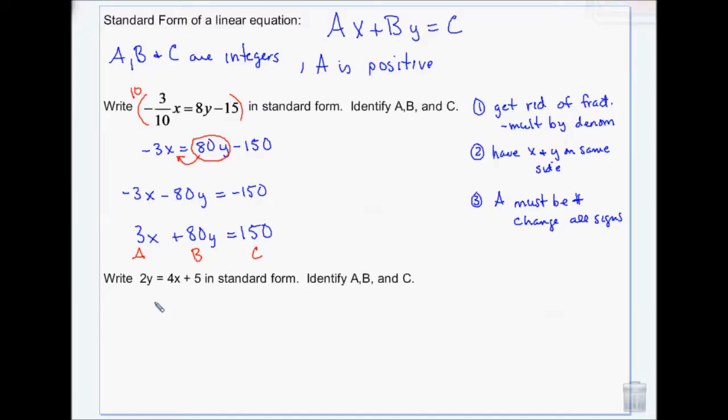Not that difficult. I want to put 2y equals 4x minus 5 in standard form. So I'm going to move this 4x over so it's on the same side as the y. Unfortunately, that's going to make it negative. But it can't be negative because it's the x, so I have to change all the signs, and then I have A, B, and C.